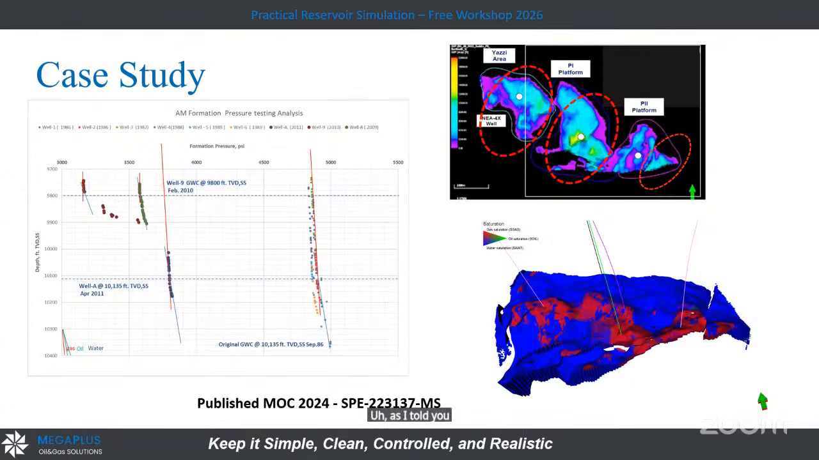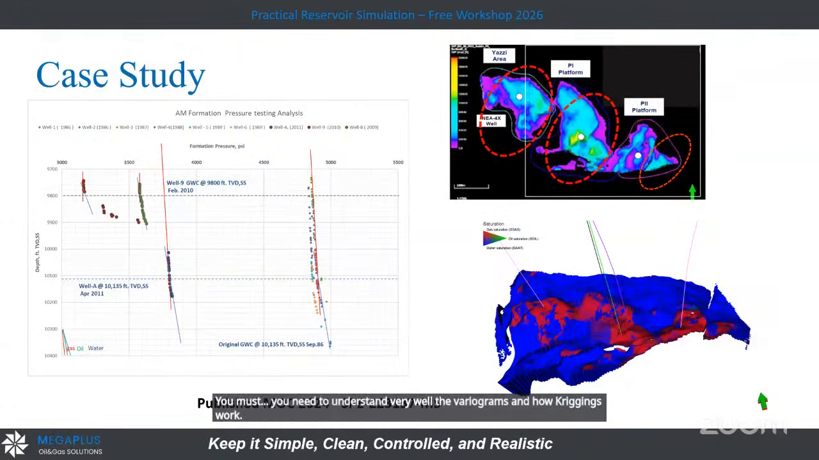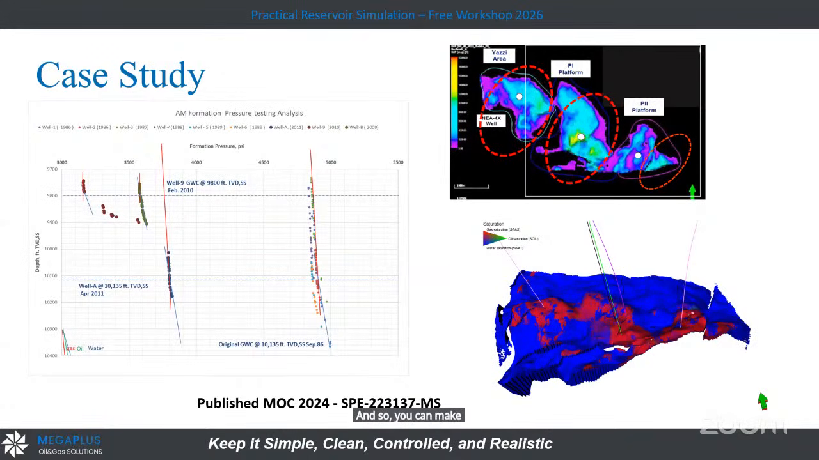As I told you, if you want to go through static modeling, you need to understand very well the variograms and how kriging works, so you can make two or three or many scenarios with sensitivity in kriging distribution to reach the best distribution you can do. And of course, if you have an anomaly or a gas channel from seismic, it will help you a lot in this distribution. You can do it by something called object based. So you can put the trend and make distribution according to the trend that you will see.